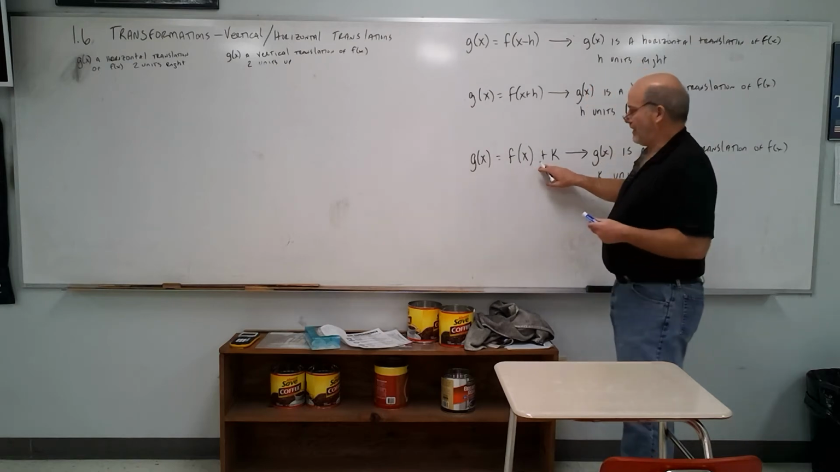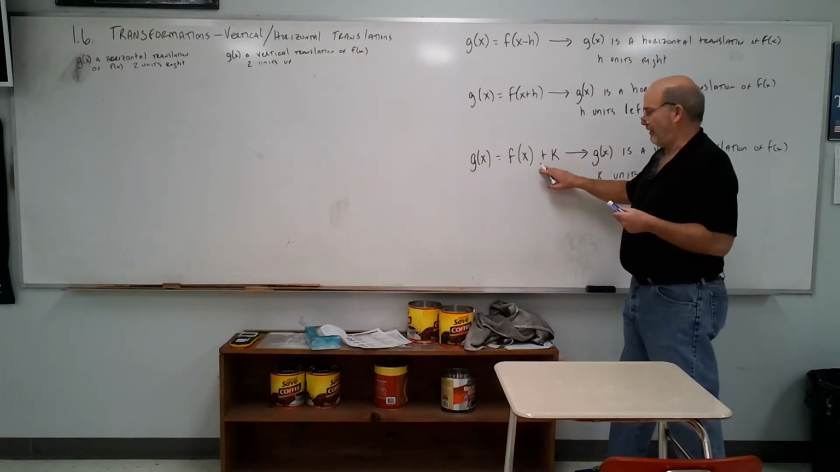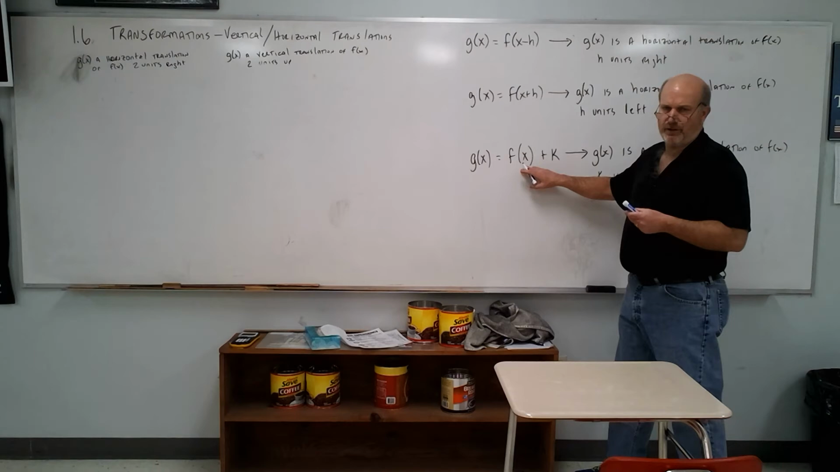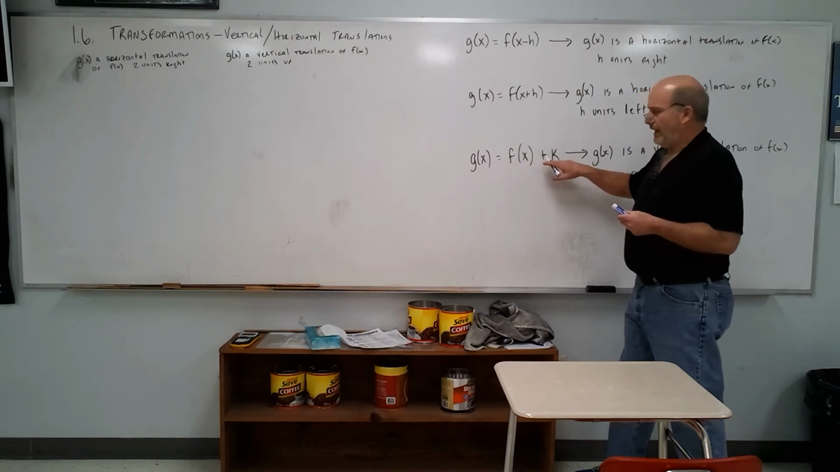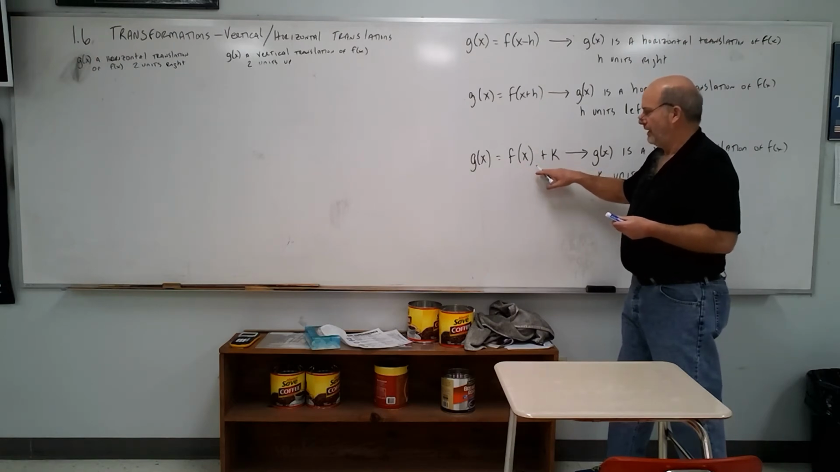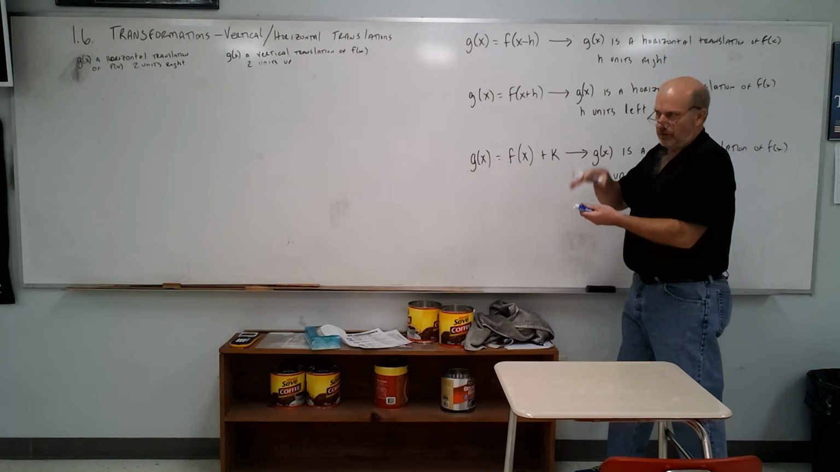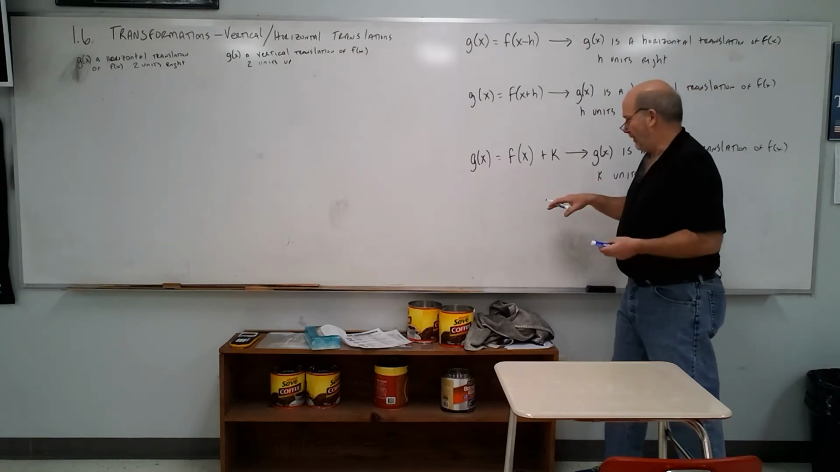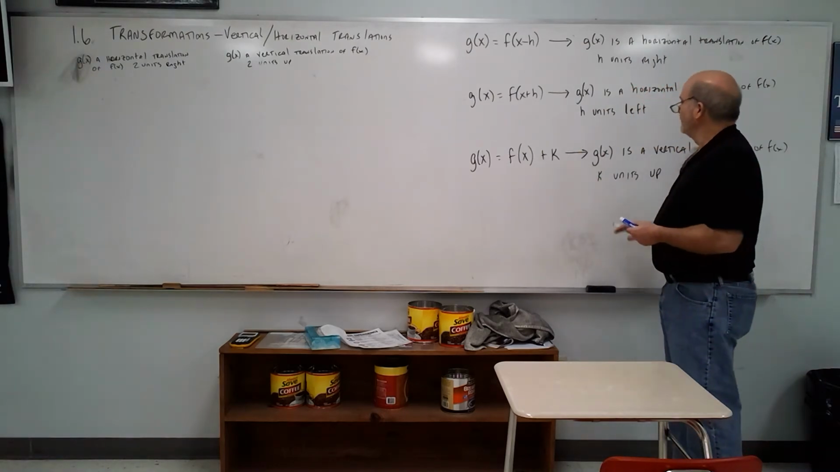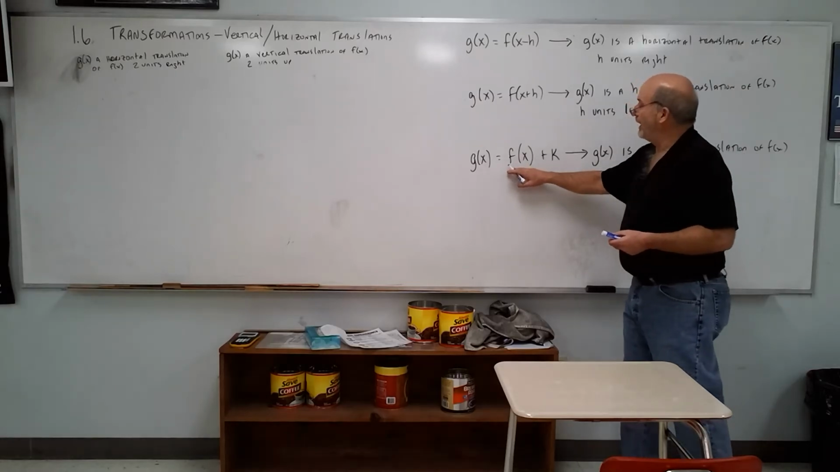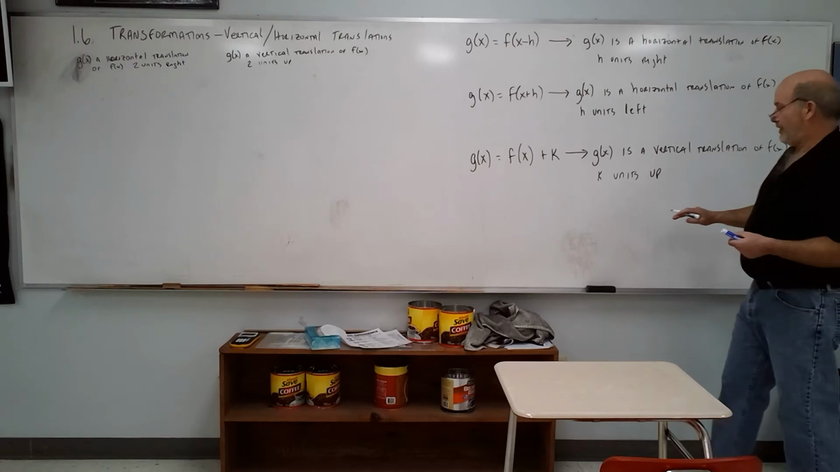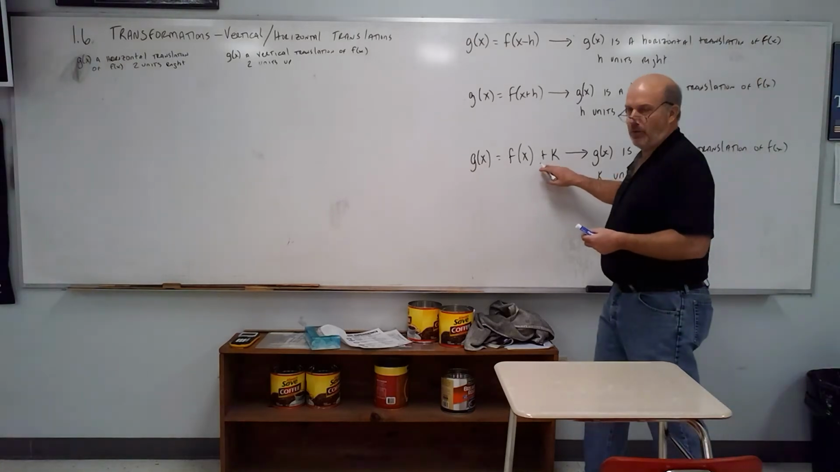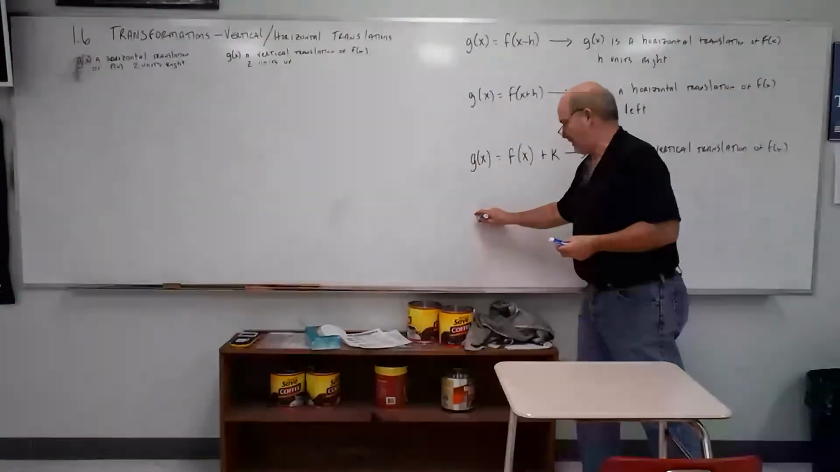When you change the outside of a function, we don't replace x with anything. We add some constant or subtract some constant from the outside. This is a vertical change, and it affects the y coordinate of the graph. So if g of x equals f of x plus a constant, then g of x is a vertical translation of f of x, k units up. It behaves the way you would expect when you're doing vertical transformations.